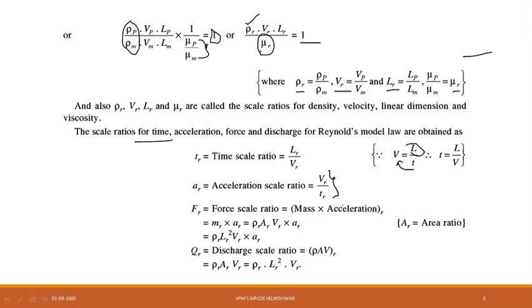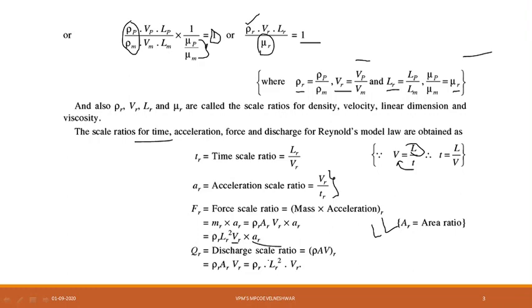Now Fr is the force scale ratio. What is the formula for force? Mass into acceleration. What is the formula for mass? Generally density is equal to mass upon volume, so mass will be rho into area into length. So force is mass into acceleration scale ratio. What is area? Length into length. So that is nothing but Lr square into Vr into Ar.